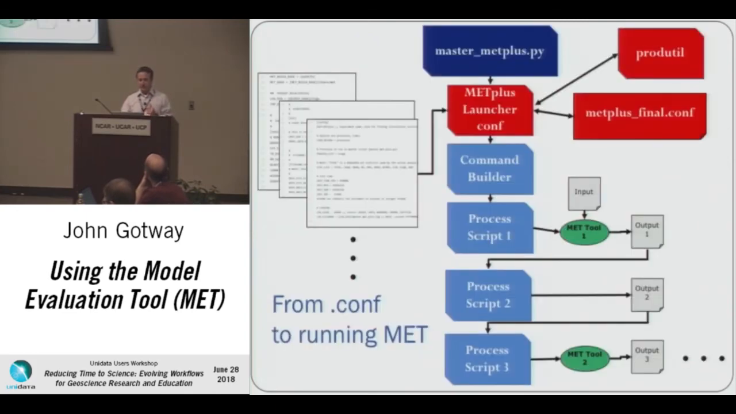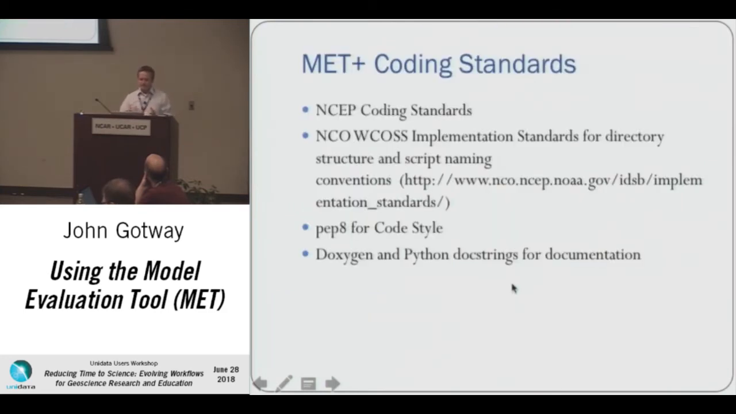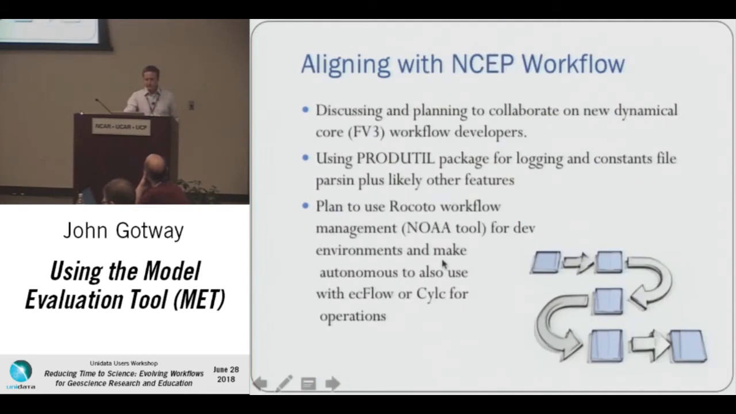Here, just pointing out that these Python wrappers build the commands to call the MET tools, and typically the output of one call is the input to the next call, and so on. We've adopted some good coding standards here, incorporating coding standards from NCEP and also following the WCOSS implementation guidelines, following PEP 8 code style, and using Doxygen and Python docstrings for documentation. Since we're working with folks from NCEP, we're leveraging functionality from the produtil package, which is the Python package that was developed as part of HWRF.